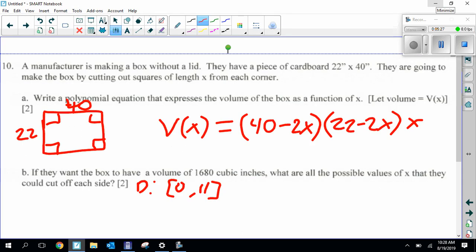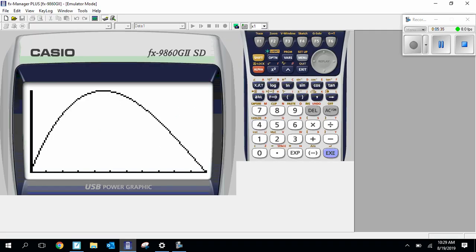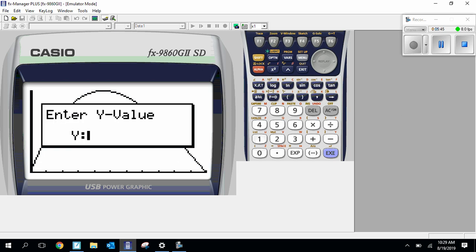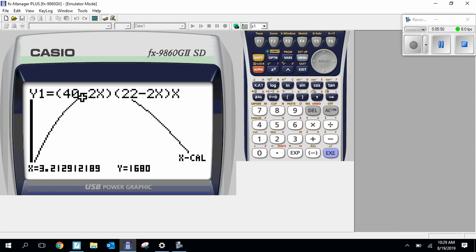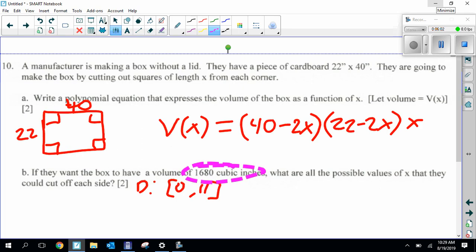So it wants to know when it has a volume of 1680. So we want to know when that volume equals 1680. So that's a G solve. 1680 is the y, so that's an x calc. Y is 1680. And we're going to get two answers, 3.213 and 6. So that's what it's asking for part B.